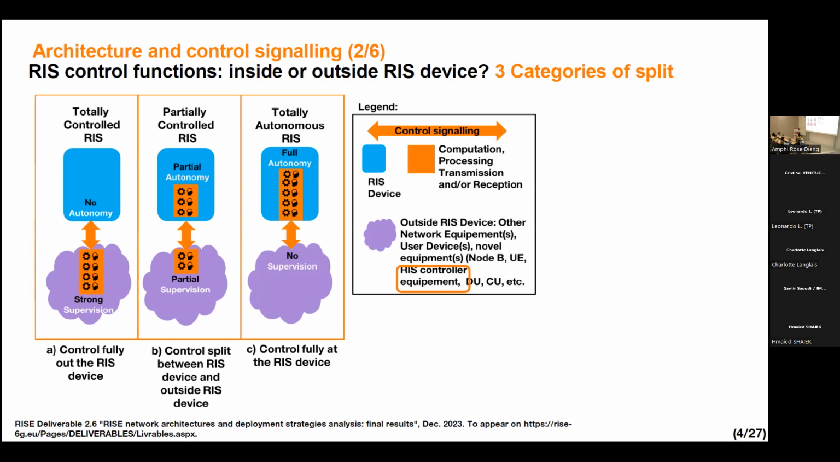The second category, which is the most frequent one: control functions are split between the RIS device and somewhere else. So this RIS is partially autonomous. It can tune itself in part with some information it acquires by itself, plus some signaling coming from other parts of the network. And there is also, more rarely, a totally autonomous RIS. It needs no supervision from anyone. It decides by itself. It does exist. So when you hear about RIS controller equipment, it is just one example, one subset where you have supervision inside a special device, which is a RIS controller. But in reality, supervision can be in several types of nodes.